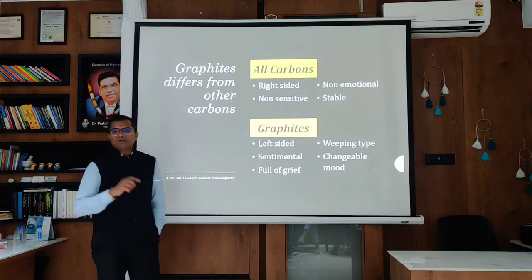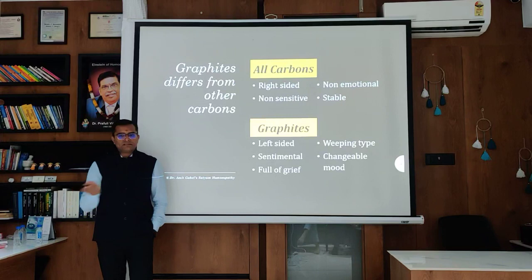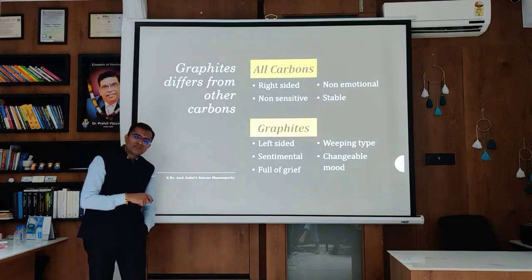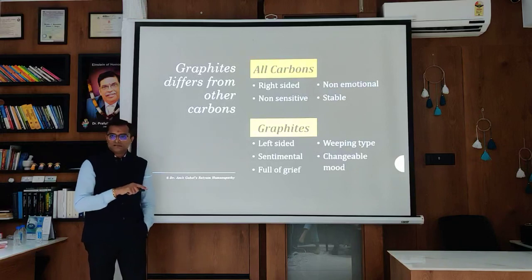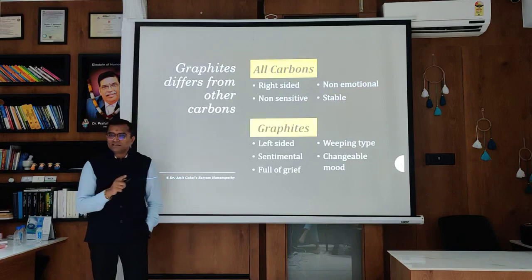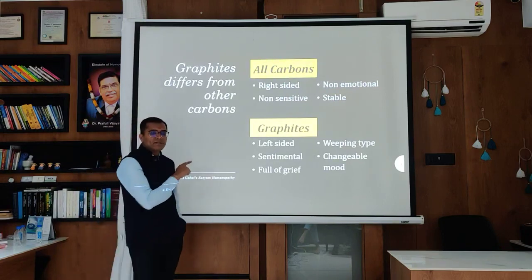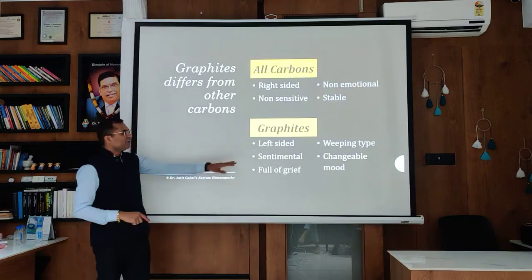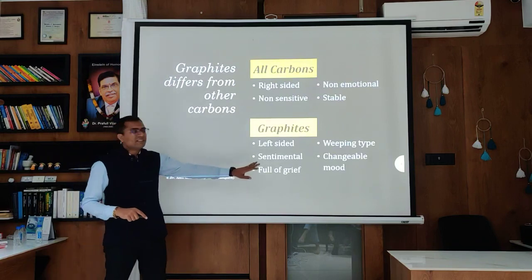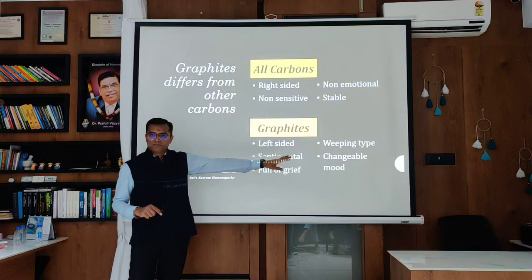So how do we differentiate graphites from the other carbons? All carbons are right-sided, graphites is left-sided. All carbons are non-sensitive. Graphites is sensitive because of the iron element in it. Ferrum is sensitive to noise, to external disharmony, to contradictions and everything. In the same way there is a sensitivity, and that's why their emotions become very sentimental. They are full of grief. They have a changeable mental state and their reaction is like pulsatilla, weeping type.